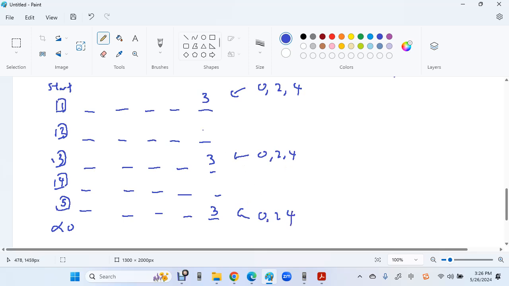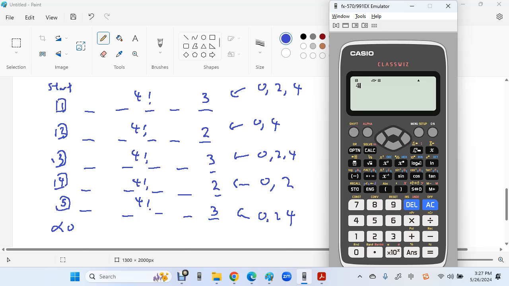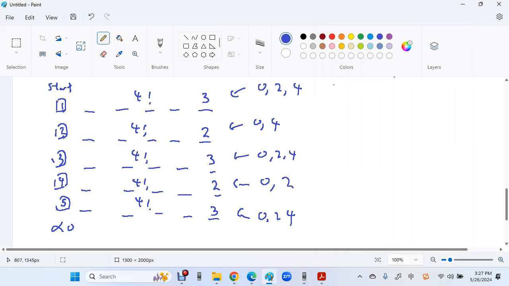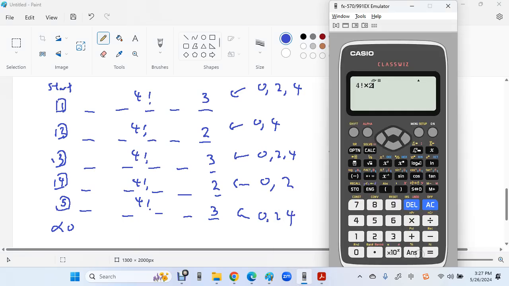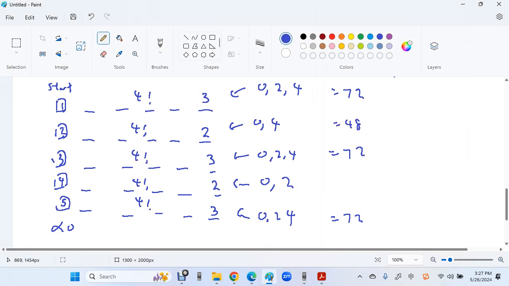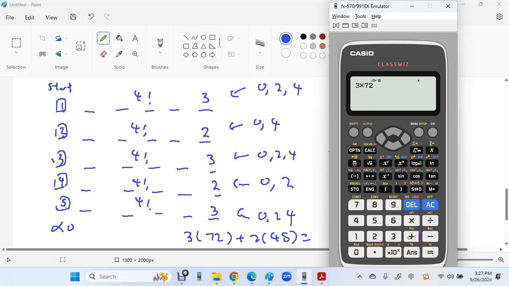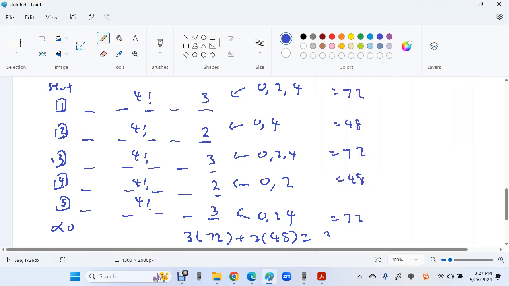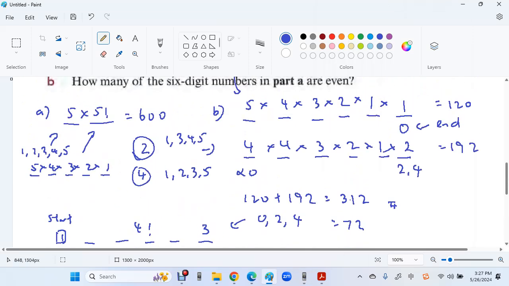If we start with 2, then I can end with 0 and 4. And start with 4, we can end with 0 and 2. So here 4 factorial for each. So we have 4 factorial times 3, 72, and then 4 factorial times 2, then it is 48. So total will be 3 times 72 plus 2 times 48, then it's 312. So this one also 312.